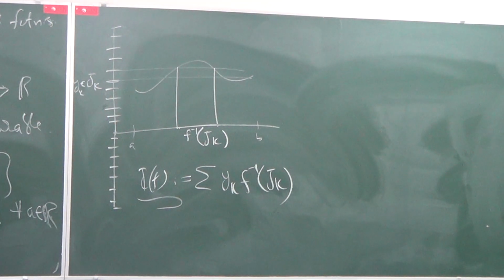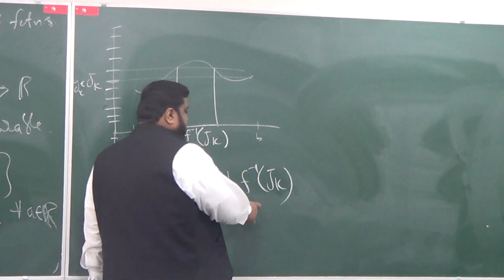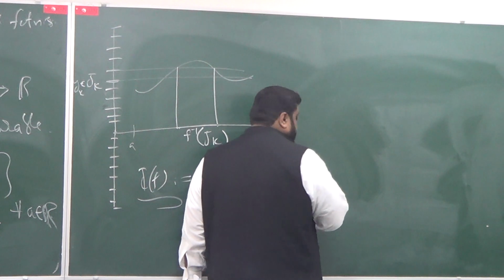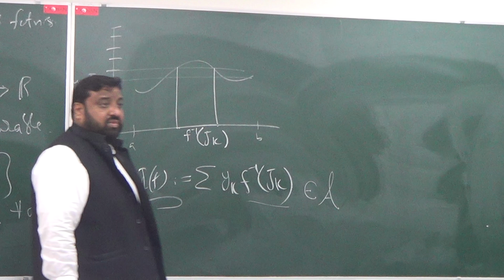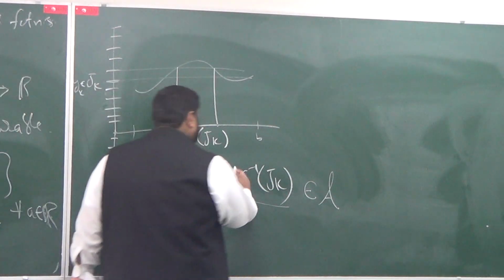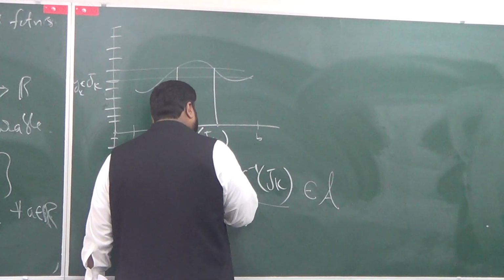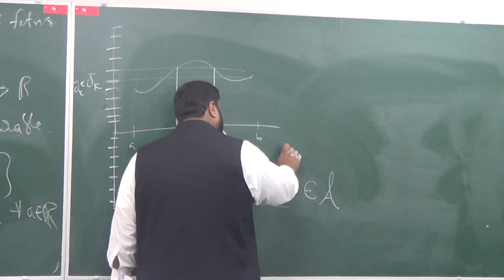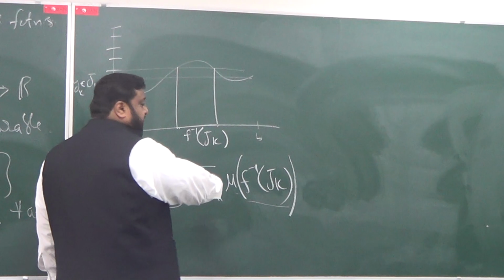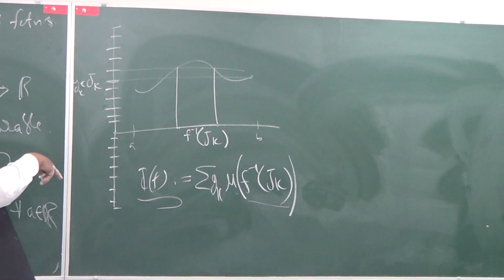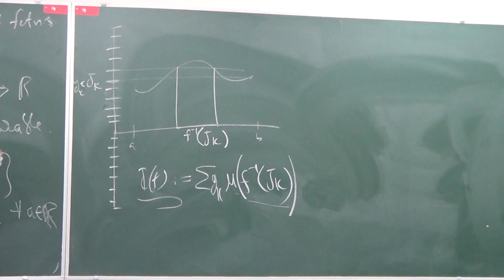Now, the key trouble here is that you want these sets to be in the sigma-algebra. I must put a mu here. So it's yk multiplied by mu of these inverse images, and then take the sum.